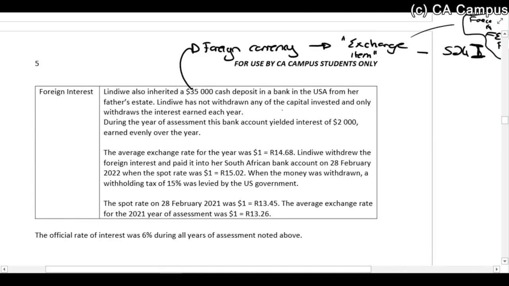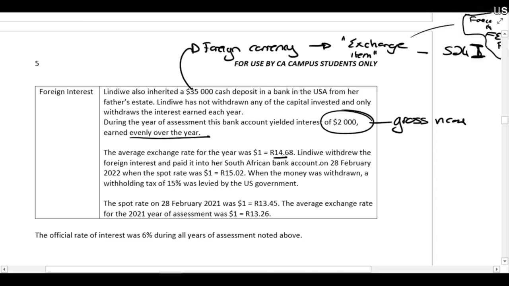Lindiwe has not withdrawn any of the capital investment and only withdraws the interest earned each year. During the year of assessment, this bank account yielded interest of $2,000 earned evenly over the year. That's gross income. It's earned evenly over the year. Perfect. The average exchange rate for the year was 14.68. Lindiwe withdrew the foreign interest and paid it into a South African bank account on the 28th of February when the spot rate was 15.02. When the money was withdrawn, a withholding tax of 15% was levied by the US government. So this would be section 6 quat.